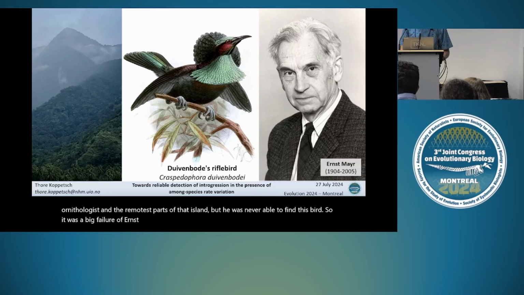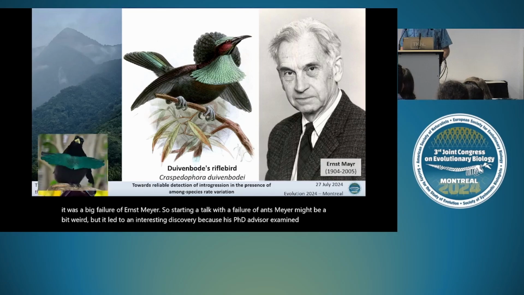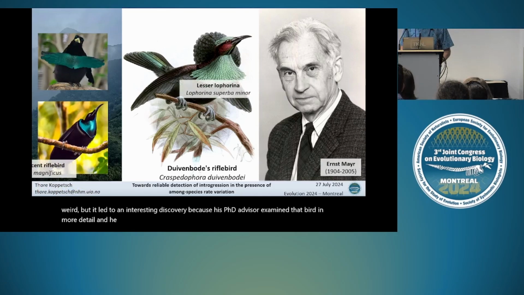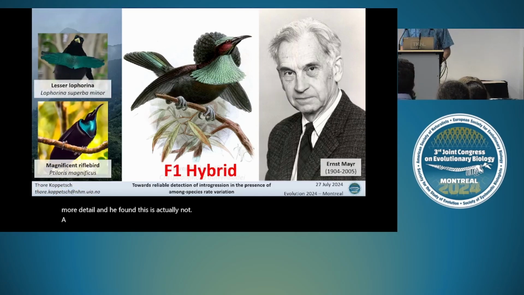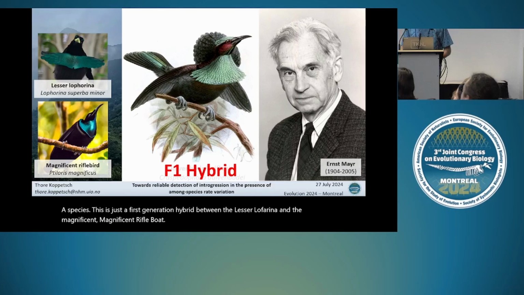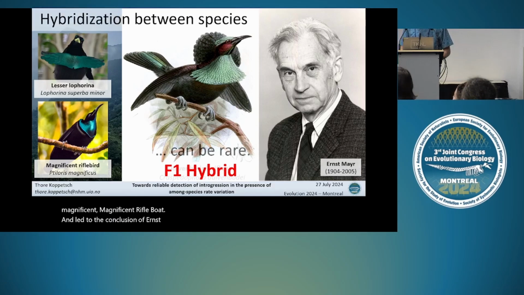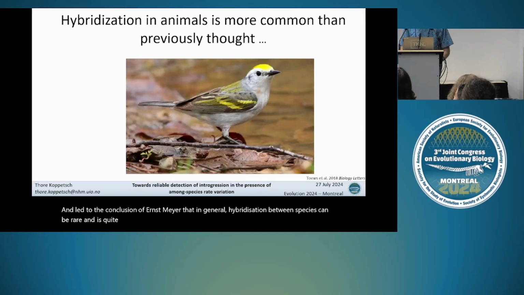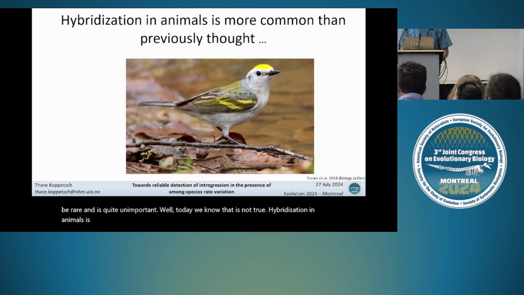So starting a talk with a failure of Ernst Mayr might be a bit weird, but it led to an interesting discovery because his PhD advisor examined that bird in more detail, and he found this is actually not a species. This is just a first-generation hybrid between the lesser Lophorina and the magnificent rifle bird, and led to the conclusion of Ernst Mayr that in general, hybridization between species can be rare and is quite unimportant. Well, today we know that is not true. Hybridization in animals is more common than previously thought.